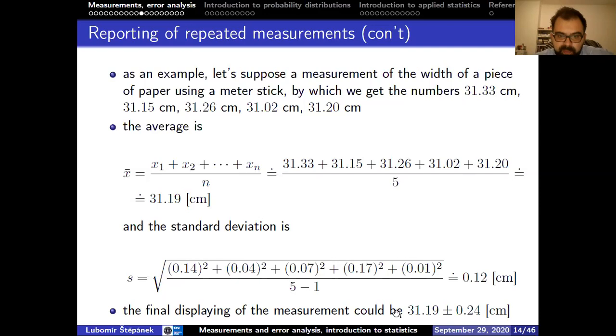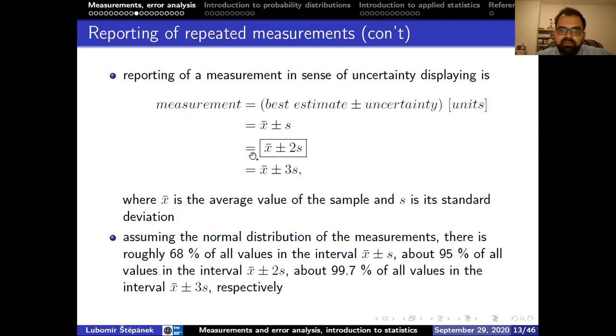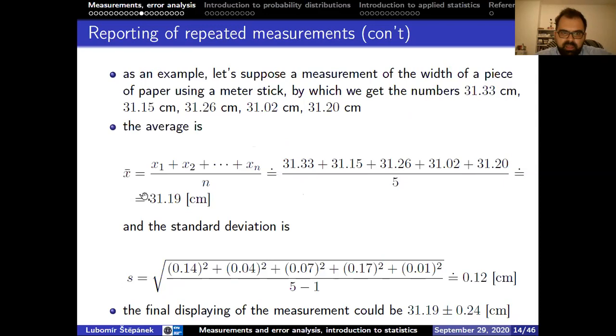And the final way to report your measurement is following this formula: best estimate plus minus uncertainty. And I told you, if you have repeated measurements, we can use this exact formula: average plus minus 2 standard deviations. So the average is 31.19 plus minus two standard deviations, 0.12 multiplied by a factor of 2, I got 0.24 centimeters. So this is the prime formula, average plus minus two standard deviations. And it's as easy as this.